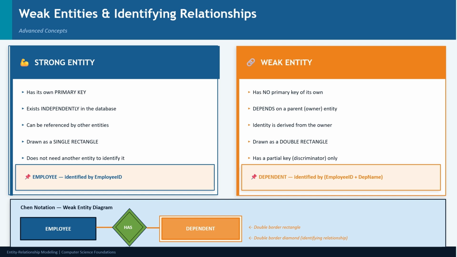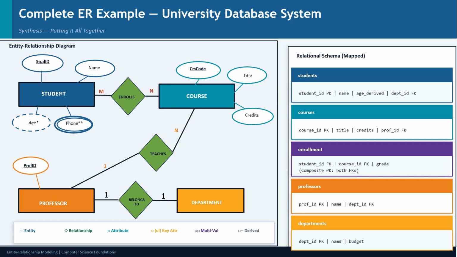Classic example, a dependent in an HR system. Someone listed on an employee's benefits record. Without the employee, that dependent record has no meaning and no independent identity. In Chen notation, weak entities get a double rectangle border. Their connecting relationship diamond also gets a double border. This is called an identifying relationship. A weak entity does have a partial key, sometimes called a discriminator, that, combined with the owner's primary key, uniquely identifies each instance. Let's bring it all together with a complete real-world example.